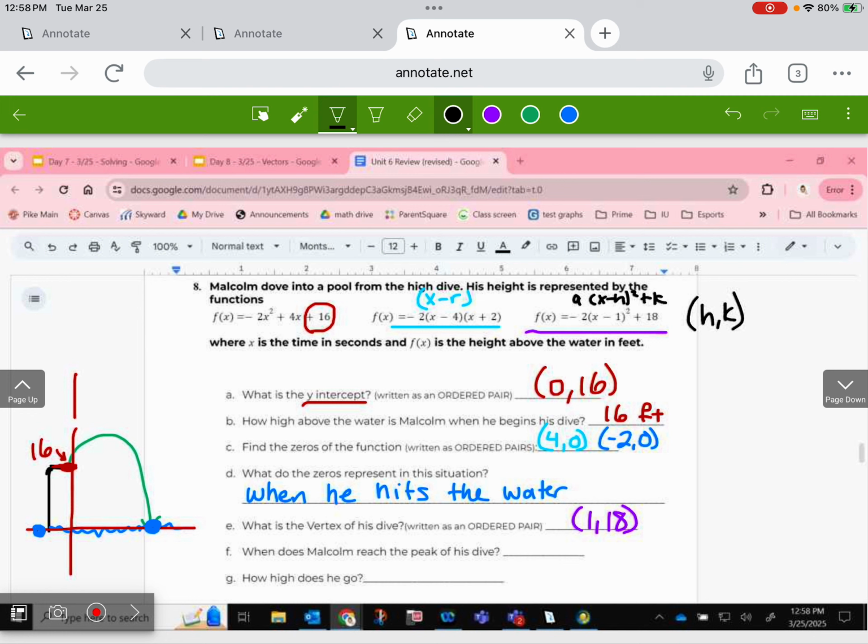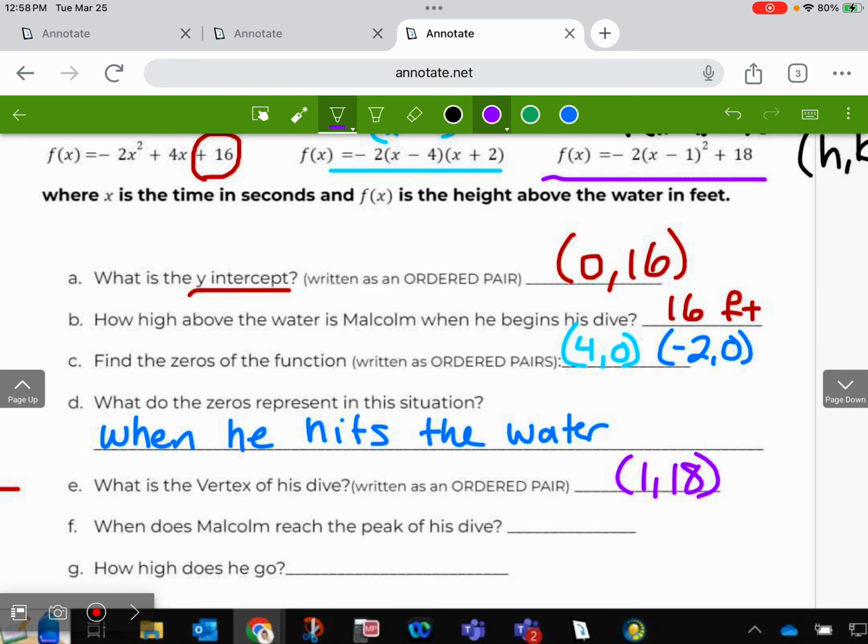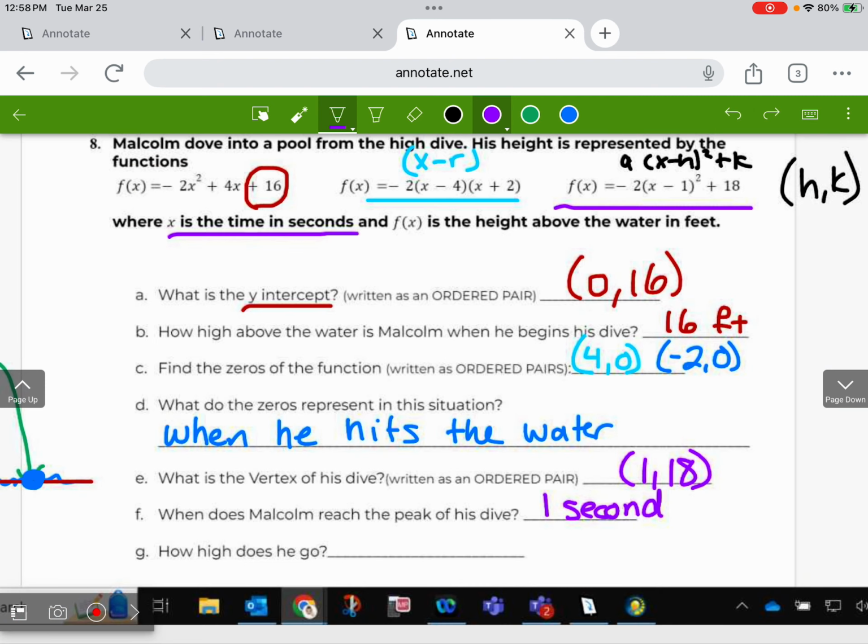So when does he reach the peak of his dive? What time? One second. Yes, it's the x value of the vertex. 1 second. That's our time. The way we can know is x is time in seconds. And how high does he go? 18, what? 18 feet. So it's all about finding the pieces in the story and in the equations here. We didn't actually have to do any calculations on it. We just have to be able to find the pieces.